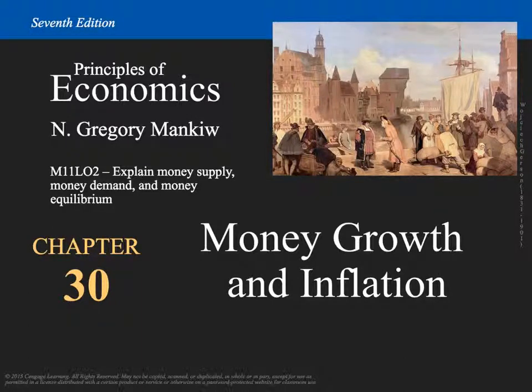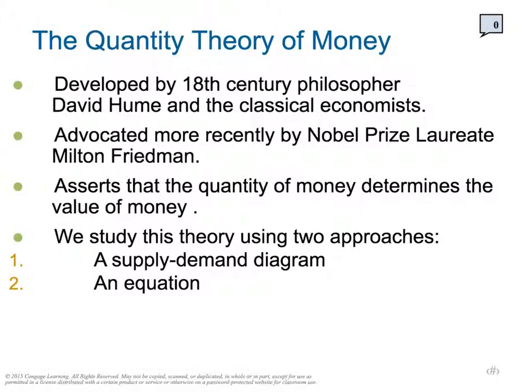Hi and welcome back. This is our second learning objective, where we look at the money supply, money demand, and money equilibrium. As we said in our last objective, there's an inverse relationship between the value of a dollar and the price level. So we're going to take a look at the quantity theory of money using a supply and demand diagram. We'll start with that and then move into the equation.